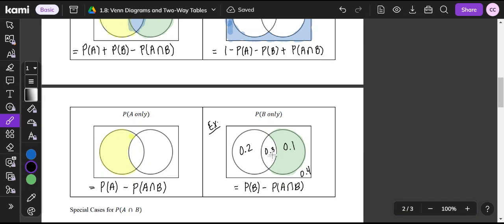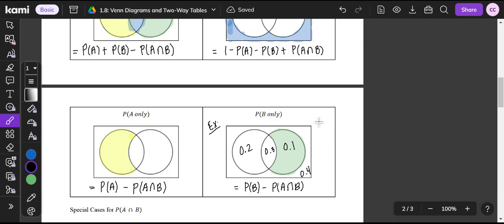Okay, I have a 0.3 plus 0.1. I have a 40% chance of event B happening. I have a 20% chance of only event A happening and a 10% chance of only B happening. I have a 30% chance of both of them happening. And then outside, I have a 40% chance of neither thing happening.